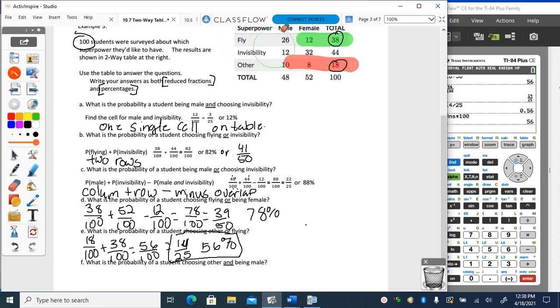And then our last one. Now it says, what is the probability of a student choosing other and being a male? Since it says and, we can just find where male and other overlap. So male, other, that would be 10 over 100, which would reduce to 1 over 10, which would be 10%. So your answer would be either 1 over 10 or 10%. When it says and, you're just finding that spot where they meet.